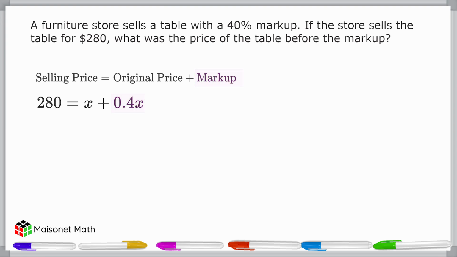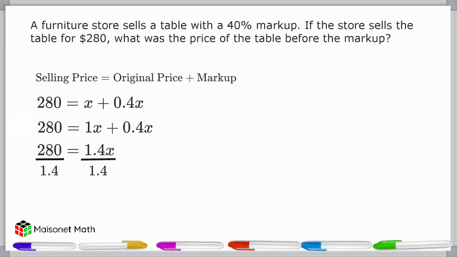All right, now what we're going to do is combine like terms in our equation. Notice that both terms on the right side of the equation involve X. So let's combine those, which simplifies to $280 is equal to 1.4 multiplied by X. Now, we want to isolate X to find the original price of the table. To do this, divide both sides of the equation by 1.4.